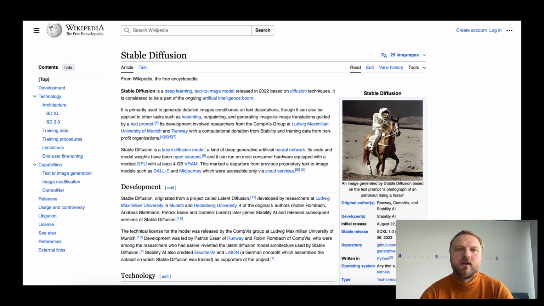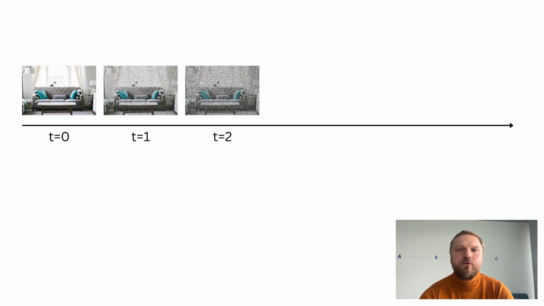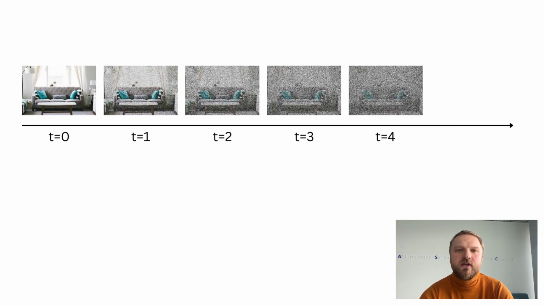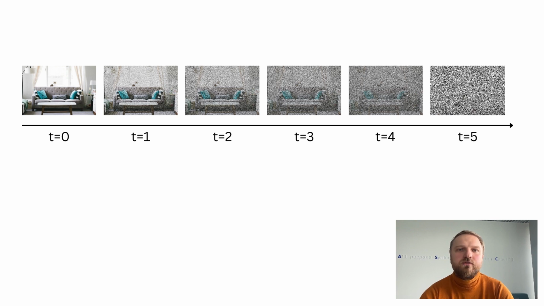On the other hand, the stable diffusion suggests splitting the denoising process into several smaller steps and running it in a loop. Here is how it works. You start with an image, and on each step you add a bit of noise to it based on the schedule. So at the end you just have noise.